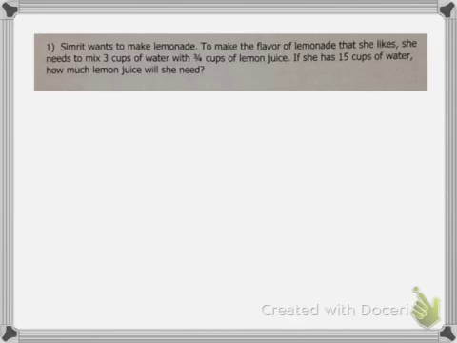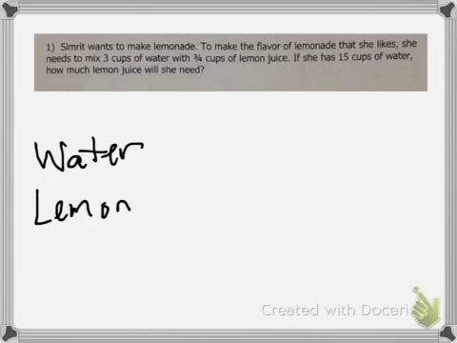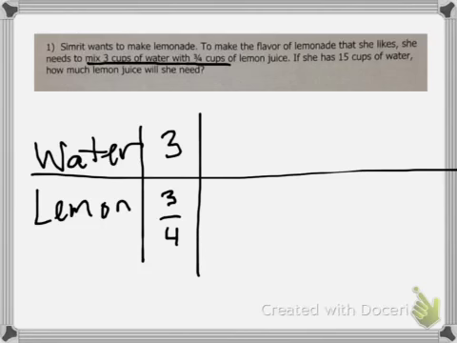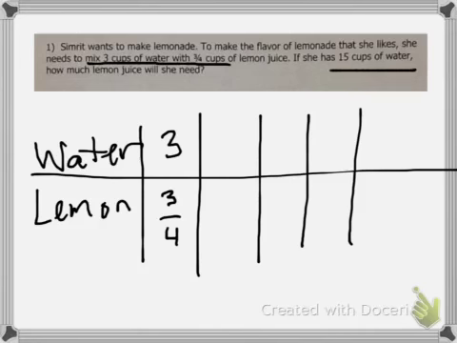So now that you're finished your work on your paper, let's set up a ratio table where we want to compare water to lemon juice. And I'm just going to write lemon. So we know that our ratio, she needs to mix 3 cups of water, it says it here, with 3/4 cups of lemon juice. So in our ratio table, we're going to continue adding values here until we get to our 15 cups of water.